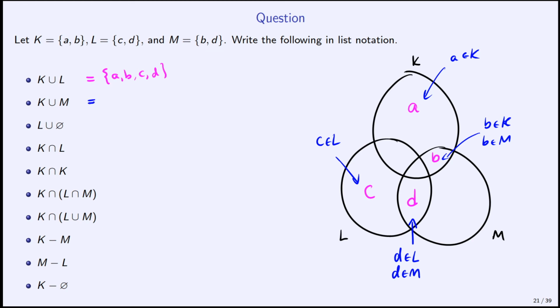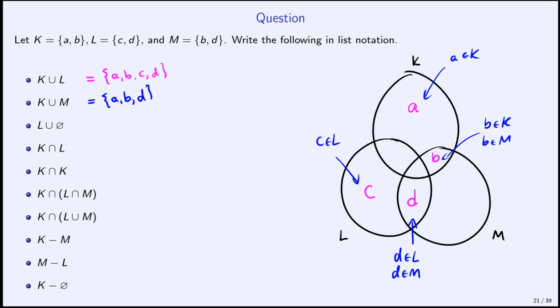So we're going to take everything in K, and we're going to take everything in M. So I'm just going to write these out. So I'll write out everything in K, which is A and B. I'll write everything else in M, which is B and D, and that's our union. But remember, when we have two of the same element, we don't write it out twice. So instead of writing B out twice, I'm just going to write B once. So K union M is equal to ABD.